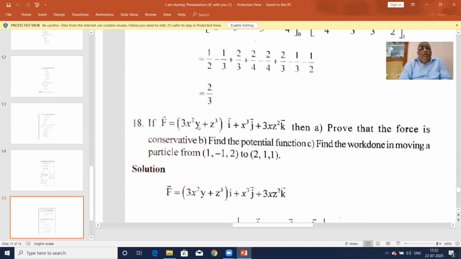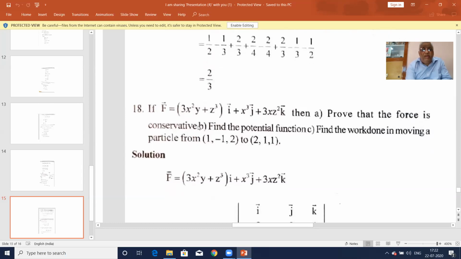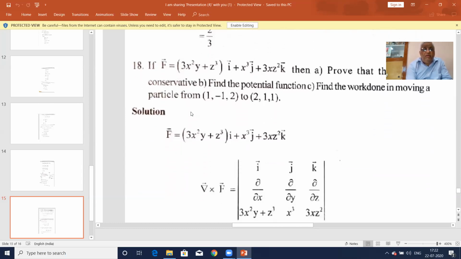If F is given as (3x square y plus z cube) i plus x cube j plus 3x square k, (a) prove the force is conservative. We know that conservative means the curl of F is equal to 0. (b) Find the potential function. (c) Find the work done in moving a particle from (1, minus 1, 2) to (2, 1, 1).